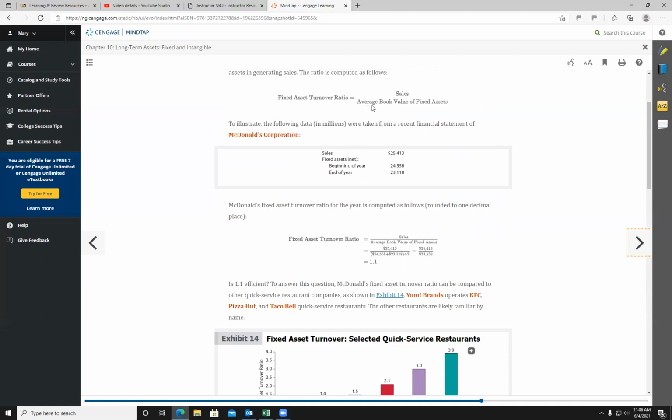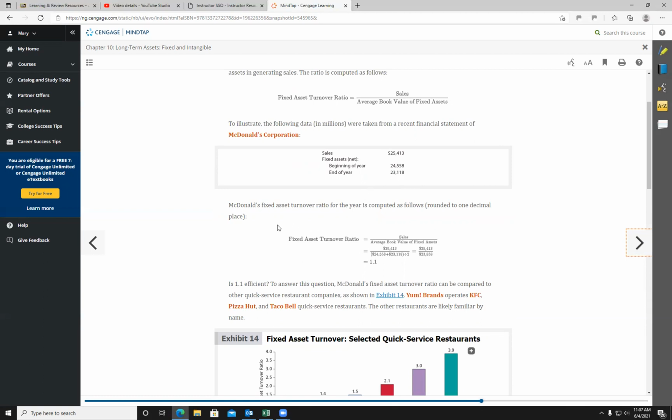So it says your average book value. Again, every time we do an average of anything, it means taking the beginning of the year balance plus the end of the year balance and then dividing it by 2. And that gives you your average. Here they gave us the beginning balance and the ending balance of their fixed assets net value. Net value means obviously the accumulated depreciation has already been reduced out of it.